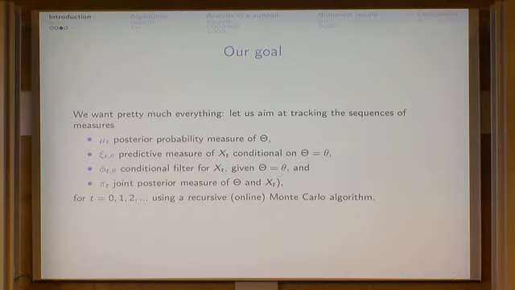And our goal is basically that we want an algorithm that produces everything at some point. So I will show an algorithm that can potentially track mu t, psi t, phi t, and pi t. So the posterior for the states, the posterior for the parameter, the joint posterior for both of them, under some assumptions, of course. I will want to do it recursively and online using some Monte Carlo algorithm, as I said in the beginning.